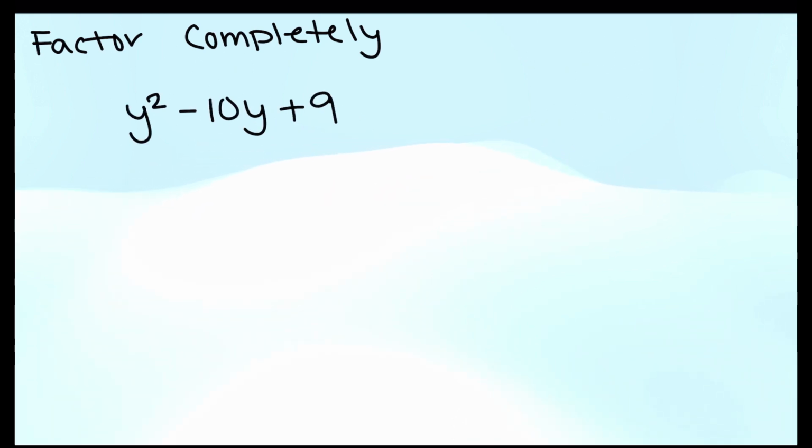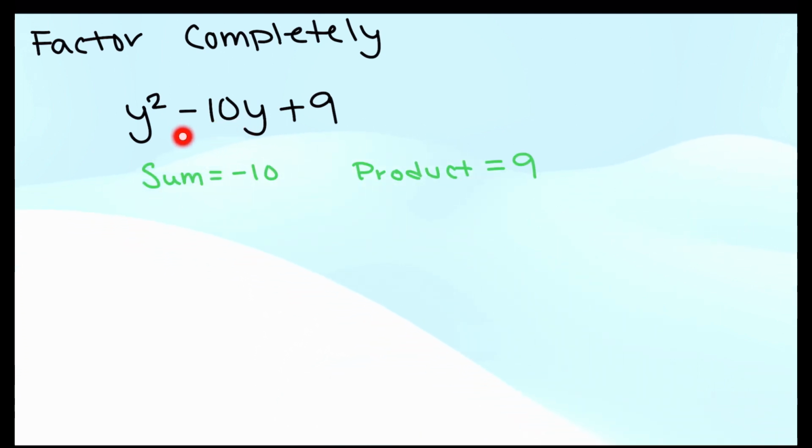All right, what if we have minus signs in there? Let's try y squared minus 10y plus 9. This is a trinomial, and the leading term, the first term, is a 1y squared. So I want to find two numbers that have a sum of negative 10. So you can just put the negative sign into the problem. Sum of negative 10 and a product of 9.